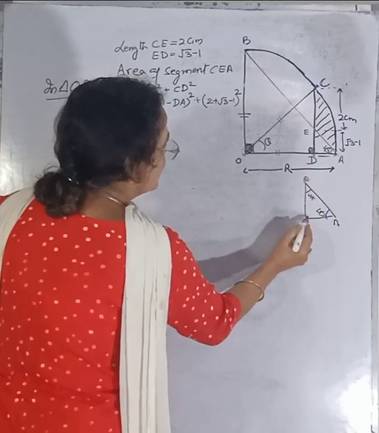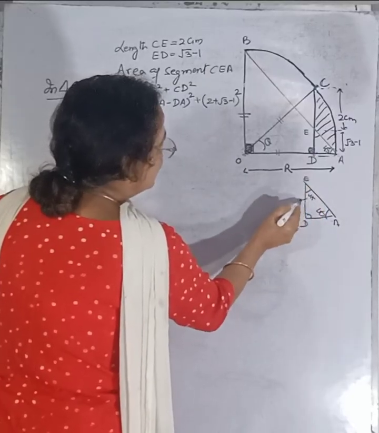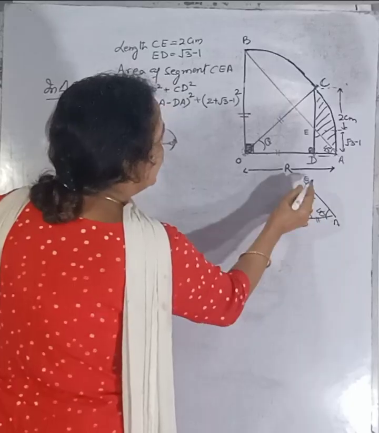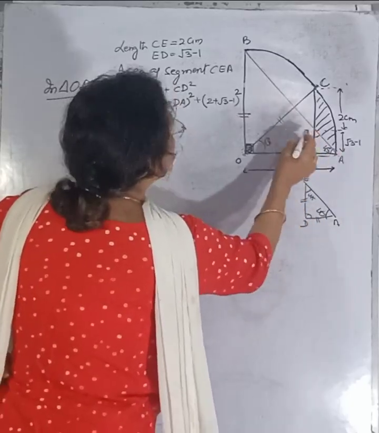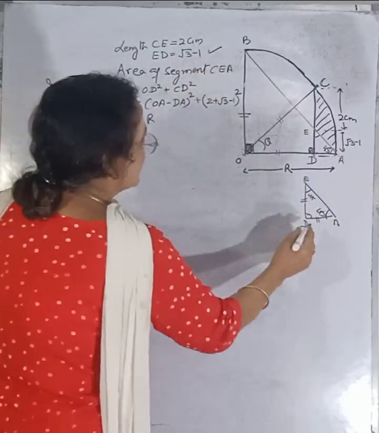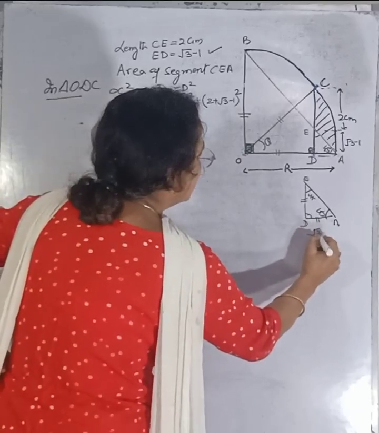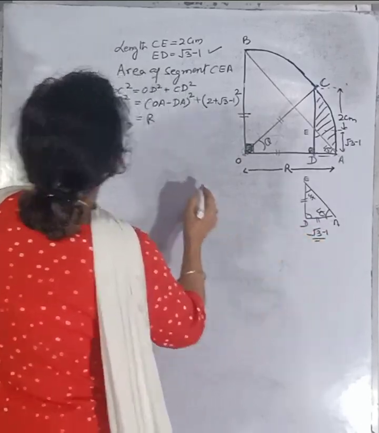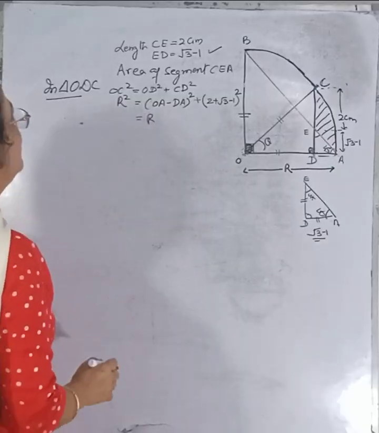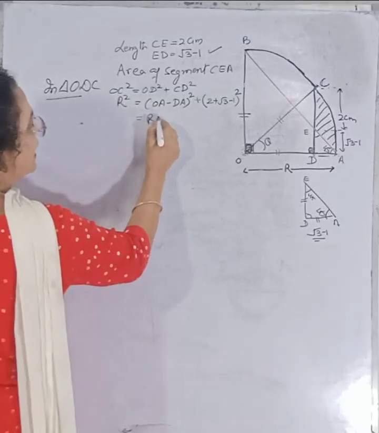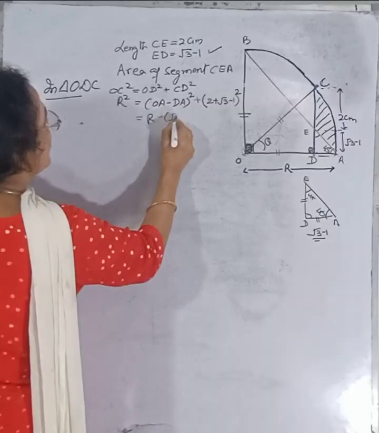Because this angle is 90, it means this ED will be equal to DA. And ED is known to us. ED is given to us as what? ED is equal to root 3 minus 1. It means DA is also root 3 minus 1. It means in place of DA, we can write minus root 3 minus 1.